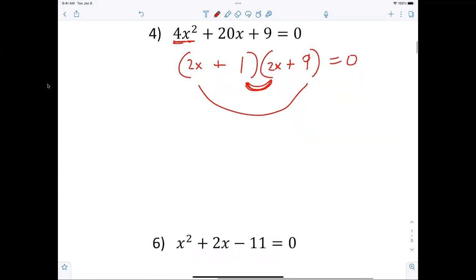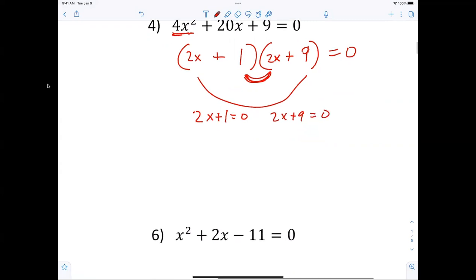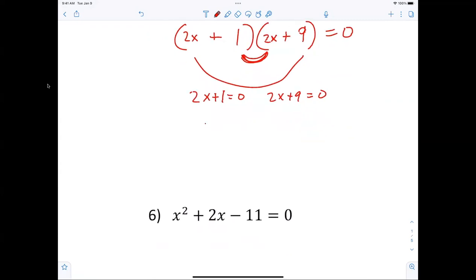Now once you factor that, you set the factors equal to 0. And then we just solve that. So how do I get rid of plus 1? Minus 1. Then how do I get rid of times 2? Divide by 2. Or x equals what? Negative 9 over 2. Come on, guys.